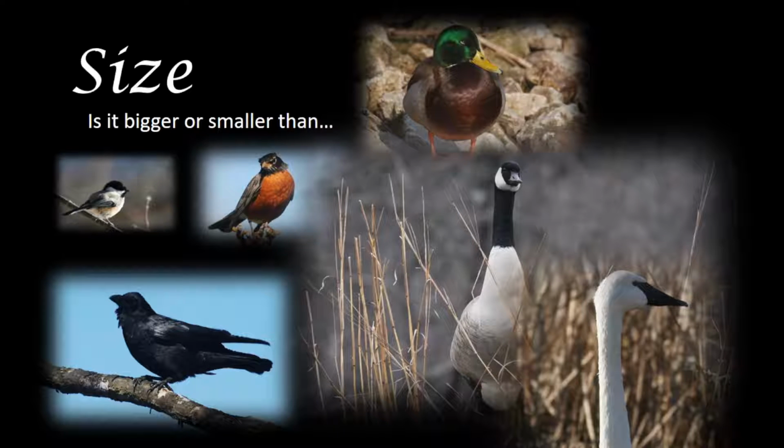So you know how big a robin is. So is a duck bigger or smaller? Well, it's bigger, and a chickadee is smaller. When you look at the field guide, you can use that comparison to help you judge which bird you saw.